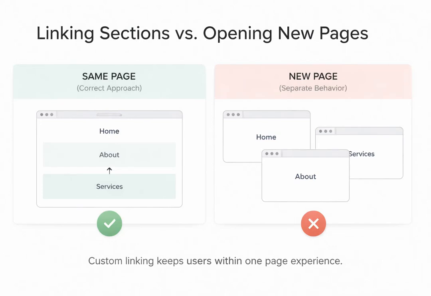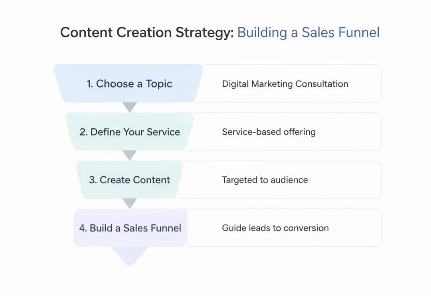The problem that comes up is this. If you don't customize the links properly, clicking on Services in the menu might open a completely separate page instead of scrolling to the Services section on the same page. The correct approach, and this is what the instructor is guiding toward, is to use custom linking so that all sections live on one page, and the navigation simply scrolls the user to the right section. This creates a much smoother, more professional user experience. The fix involves going into the menu settings and manually linking each navigation item to the correct section anchor on the same page.